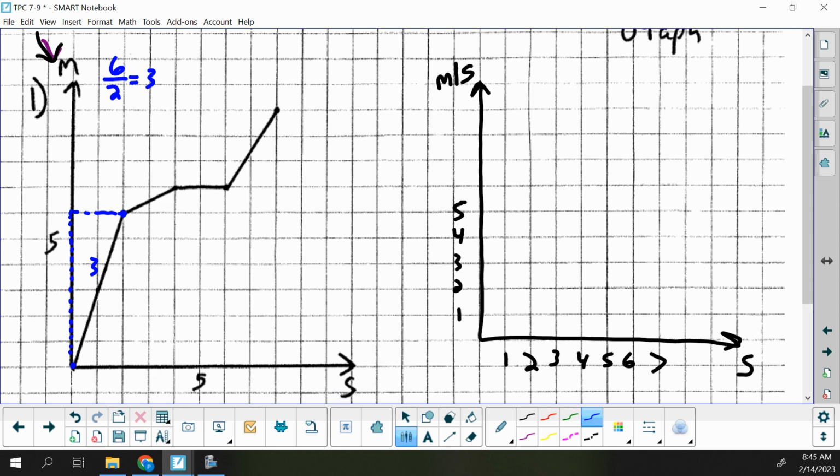So we've got to think about during what times is the slope 3. Well, it started out at 0 seconds and went to 2 seconds. So on our velocity graph, we'll have a horizontal line at 3 from 0 to 2 seconds.